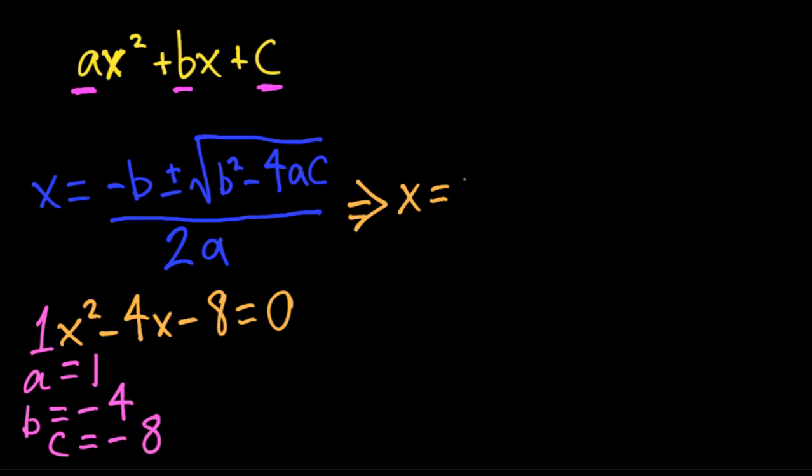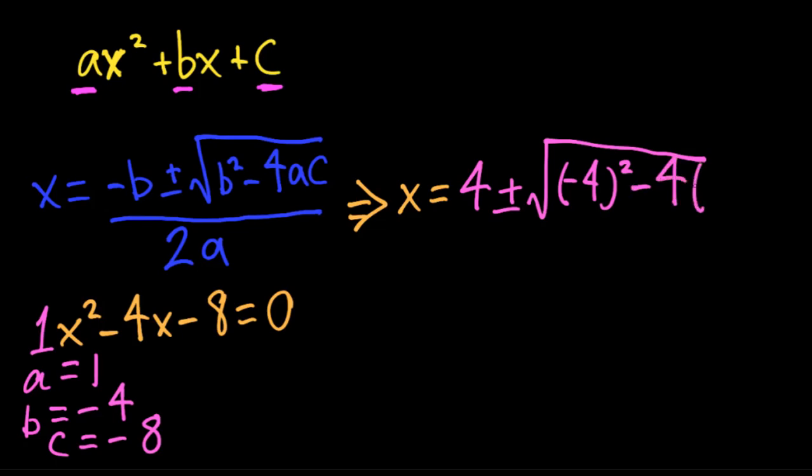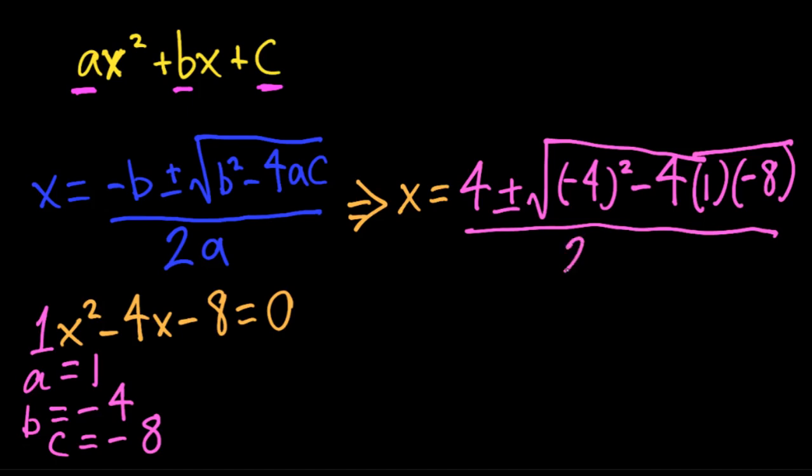Okay, so let's do that. Minus b is going to be minus 4, which is positive 4. So 4 plus minus the root of b squared, so the root of minus 4 squared, minus 4, a is 1, so we'll just do 1, and c is minus 8, okay? And that's all over 2a, so just 2 times 1. Now simplifying that further down, I'm just going to use my calculator here. You're allowed to do this during the junior cert exam.